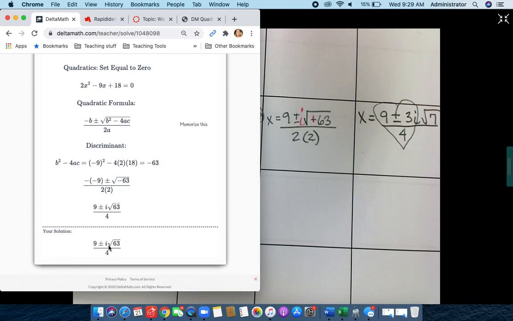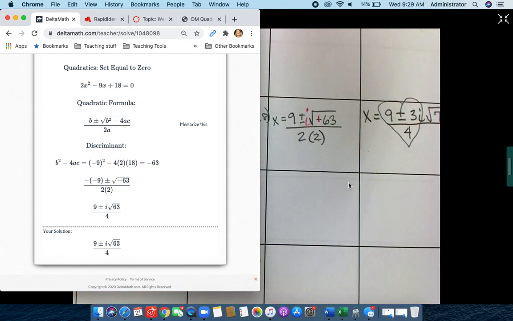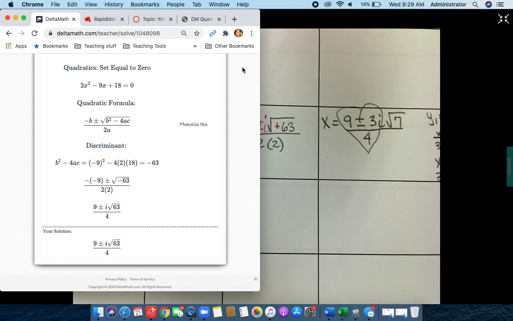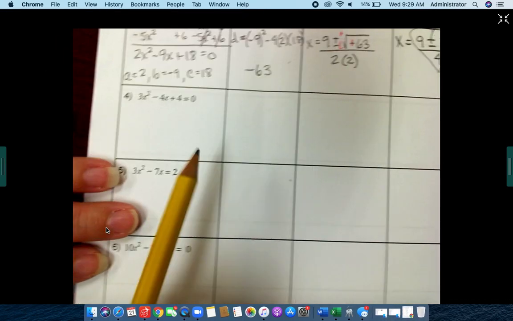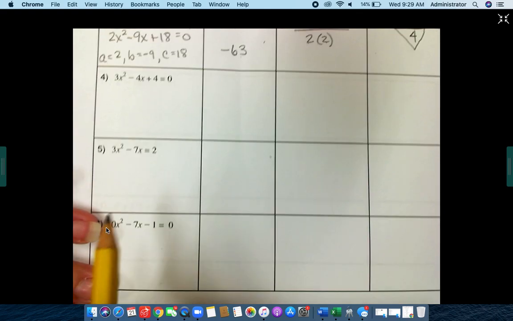Technically, that does need to be simplified. If we can simplify 63, we've got to simplify it. So just know that either one is going to be acceptable in Delta Math, but technically this is the correct, completely simplified version. All right. So now, if you would, pause the video and complete number 4, and then resume it for number 5.